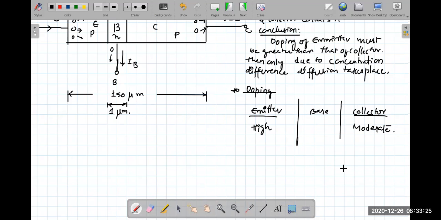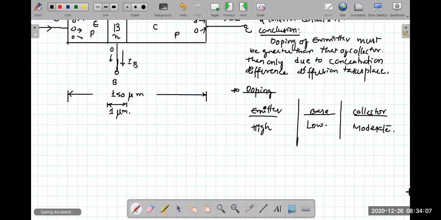Now, why moderate? We wanted the diffusion to take place, and the greater the difference in the doping levels, the greater the diffusion. So the collector must be low, right? It must be a low doping case. But why are we writing moderate? Because the base is purposefully maintained at low doping. The base is purposefully doped as low as possible.